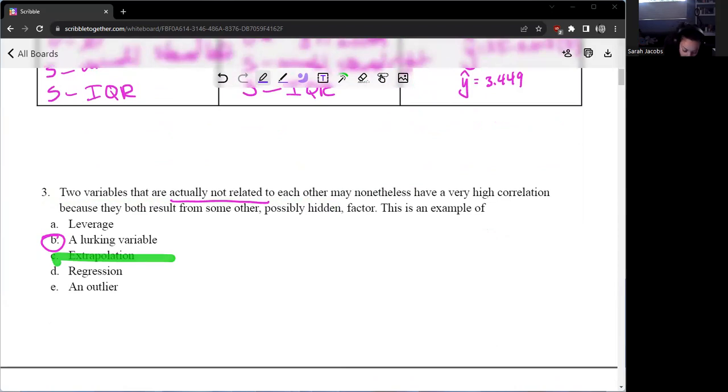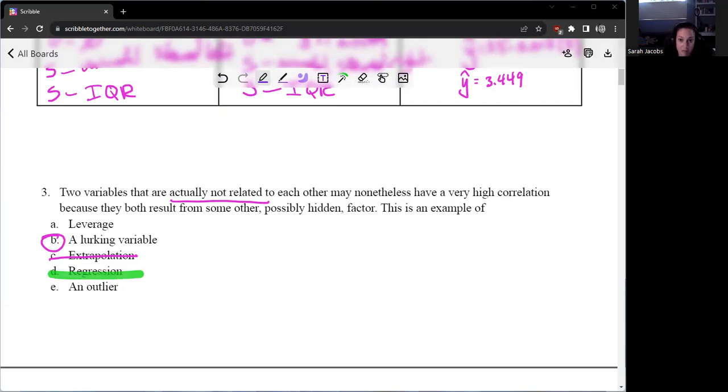Extrapolation is not our answer because that is when you have a regression model and you're attempting to use it to predict for an input value outside of the input values that were used to create the model. So thinking back on that one FRQ with the train cars, it would be an extrapolation to use the model for 65 train cars because the data only went to 50. Not a huge one, but that's that.